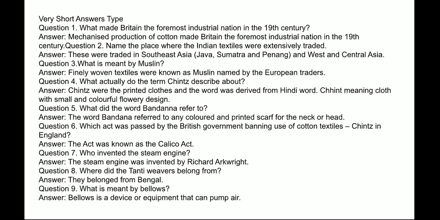Question number 1, what made Britain the foremost industrial nation in the 19th century? Answer, mechanized production of cotton made Britain the foremost industrial nation in the 19th century. Next question, name the place where the Indian textile were extensively traded. Answer, these were traded in Southeast Asia, Java, Sumatra and Penang, and West and Central Asia.